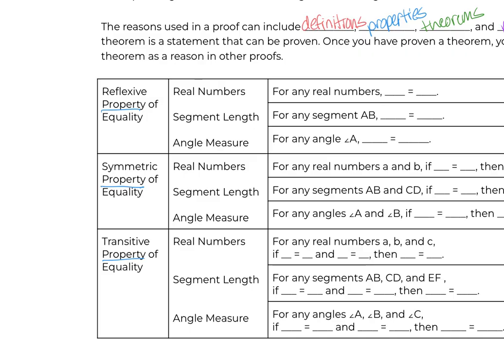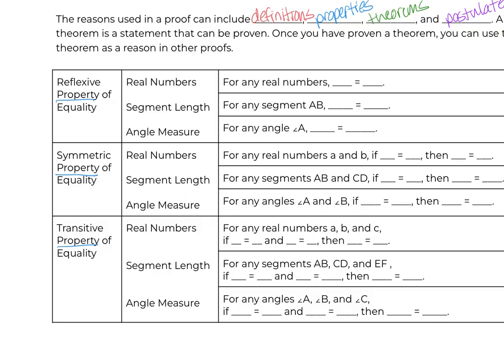You've already got a little bit of an idea of what that might be. I've got three different examples here for each of them: real numbers, segment length, and angle measure. So those are my three options here. Anytime I have a real number, it doesn't matter what it is, 7, 12, 5, I'm just going to call it A, it equals itself. Notice that the reflexive property is like reflecting in a mirror. It reflects back itself. So for any segment AB, I know that AB equals AB. And finally, for any angle A, I know that angle A is equal to angle A.